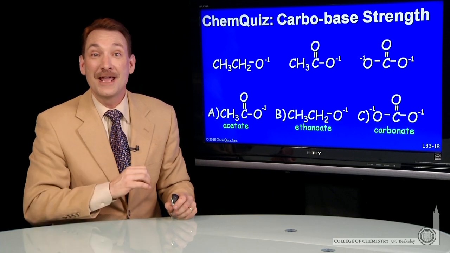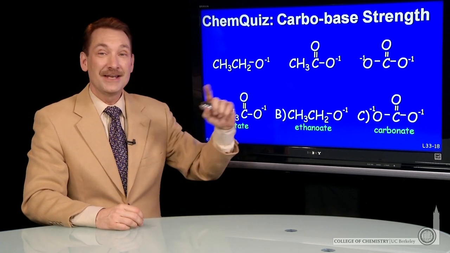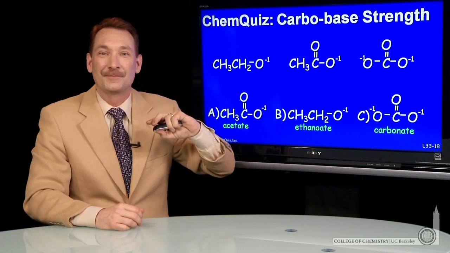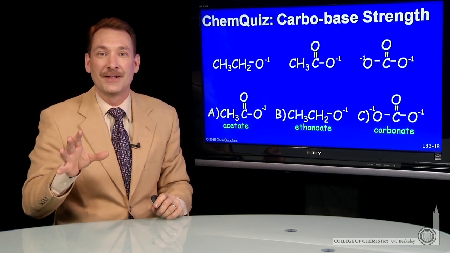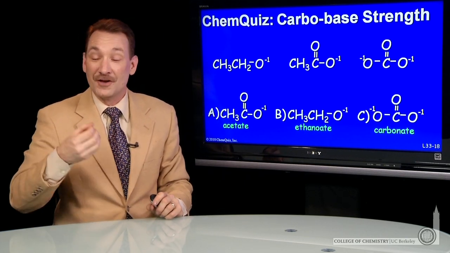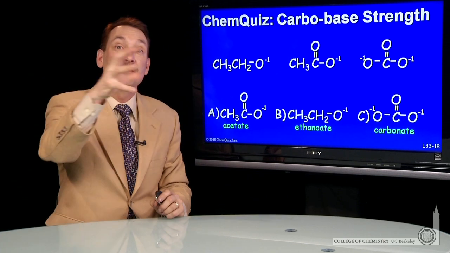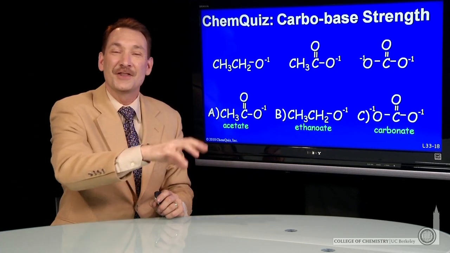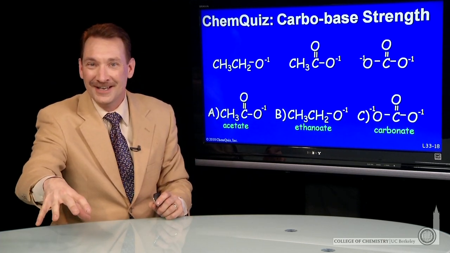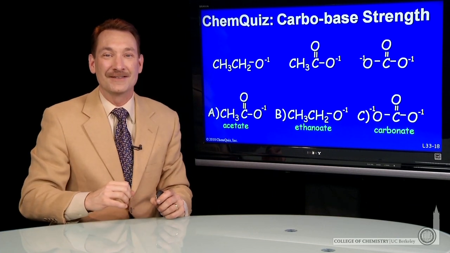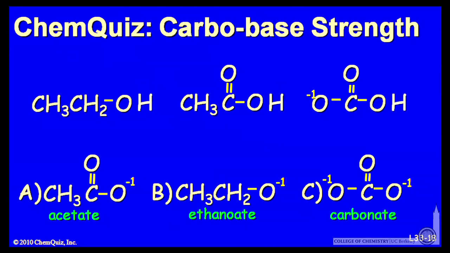We're talking about 3 bases: ethanoate, acetate, and carbonate. We want to know which is the strongest. When you're thinking about bases and their strength, the easiest thing to do is look at the conjugate acids. Find the weakest conjugate acid, and you'll find the strongest conjugate base. So I'm going to convert these 3 back to acids, adding a proton back, and I'm going to say, among these 3, which is the strongest acid?